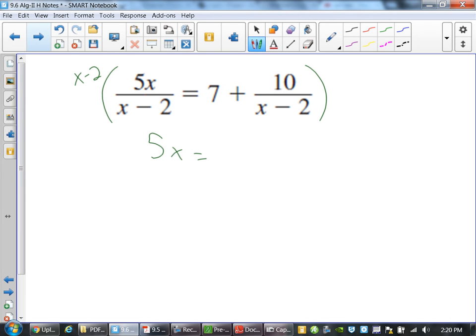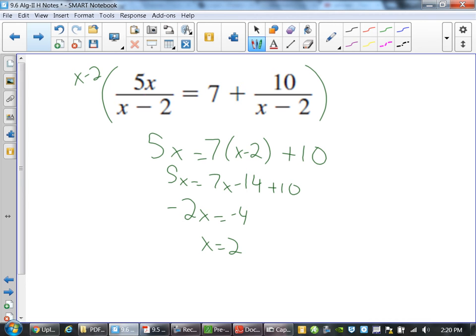Okay. Does the next one need it? Yes. Does the last one need it? No. Because those terms within each one of those monomials would have dropped out. So you're going to get 5x is 7x minus 14 plus 10. You get x equals 2.